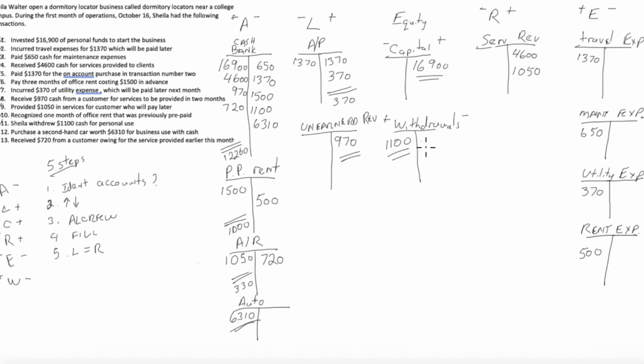Withdrawals, $1,100. There's no more. Service revenue, how much money we made, $5,650. Travel expense is the same. Maintenance, just that one. Utility, only one bill. And we only went through 1 month's rent.